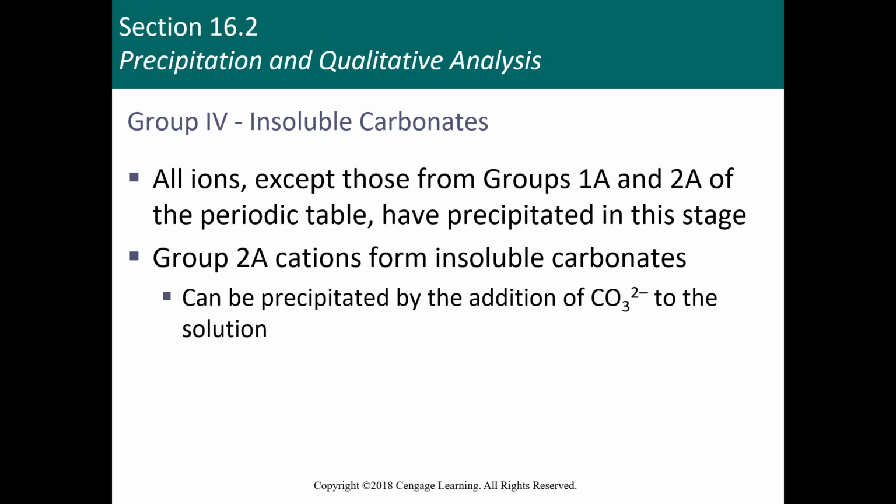Alright, so group 4 would then be the insoluble carbonates. So all ions except those from groups 1A and 2A of the periodic table would have precipitated at this stage. The only ions that you can still have in that solution are going to be the metal cations in group 1A and 2A. The group 2A cations form insoluble carbonates. So these can be precipitated by adding carbonate to the solution.